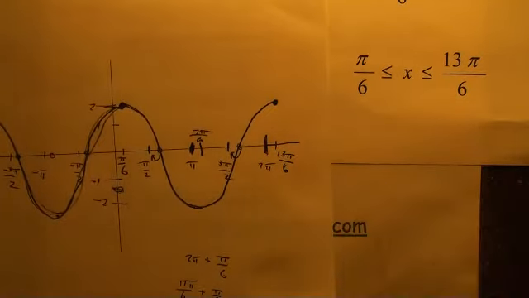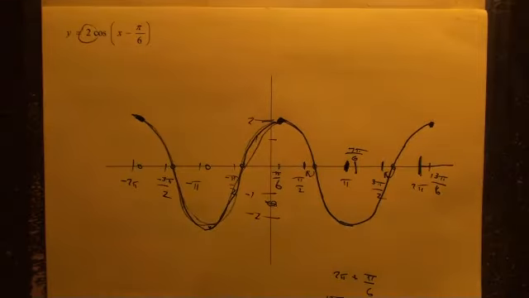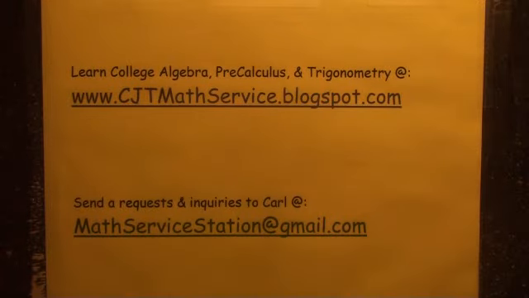Okay, so there you have it, guys. There is y equals 2 times cosine quantity x minus pi over 6. Questions or concerns, gripes, or complaints? Bam, good times.